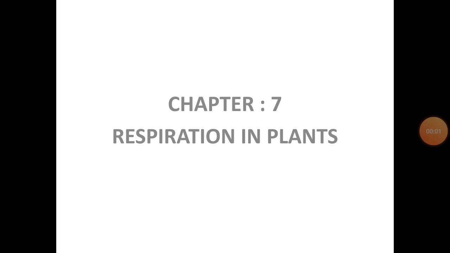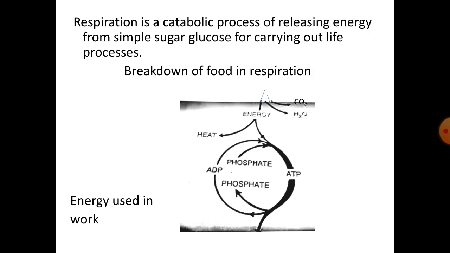Hello students. So we will discuss chapter number 7, respiration in plants. Now respiration is a catabolic process of releasing energy from the simple sugar glucose for carrying out life processes. There is a difference between respiration and breathing. Breathing means taking in air, oxygen, and giving out carbon dioxide. But respiration means production of energy from the absorbed food.